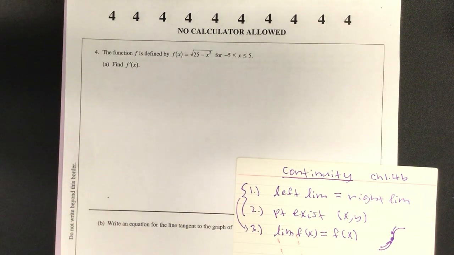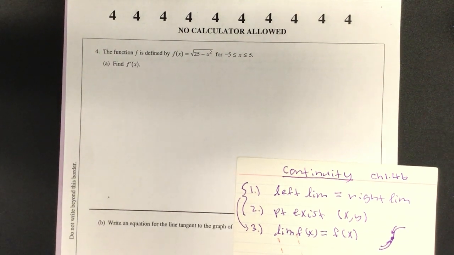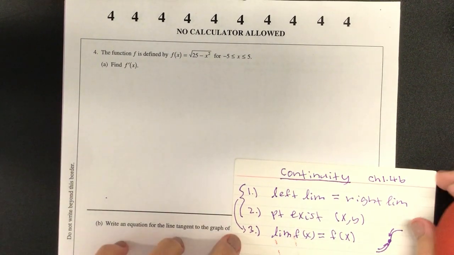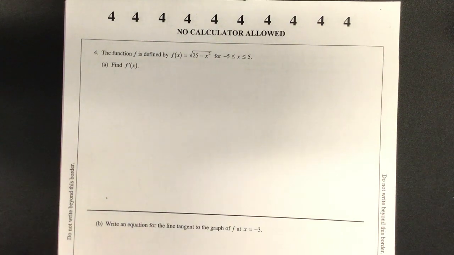The function f is defined by f of x is equal to the square root of 25 minus x squared, for negative 5 is less than or equal to x is less than or equal to 5. Find f prime of x. So all we're doing is deriving, okay? This question you cannot miss because it's a chain rule.